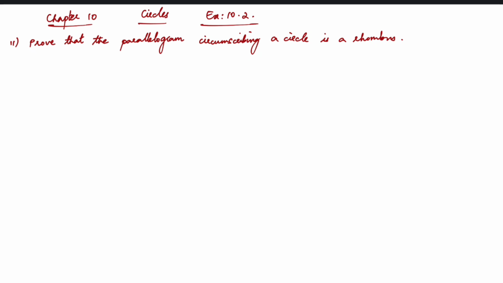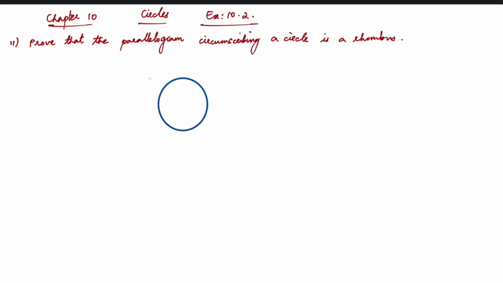Today let us see the 11th question of exercise 10.2. Prove that the parallelogram circumscribing a circle is a rhombus. Let's first draw the diagram. Let's draw a circle. We have to prove that a parallelogram circumscribing the circle is a rhombus.